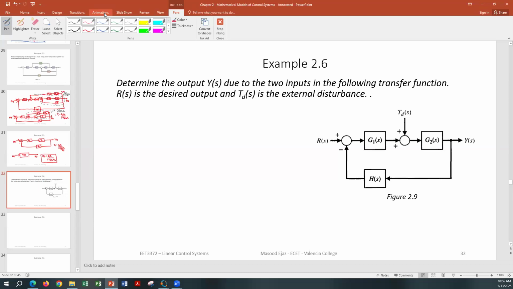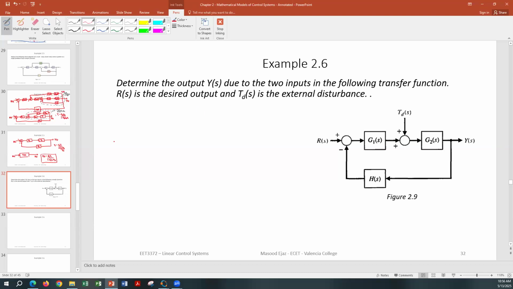So determine the output Y(s) due to the two signals. One is our desired output, R(s). This is what we want to see as Y(s). And T_D(s) is the disturbance in the signal. External disturbance can be electromagnetic waves, can be wind, can be anything that is affecting your system.